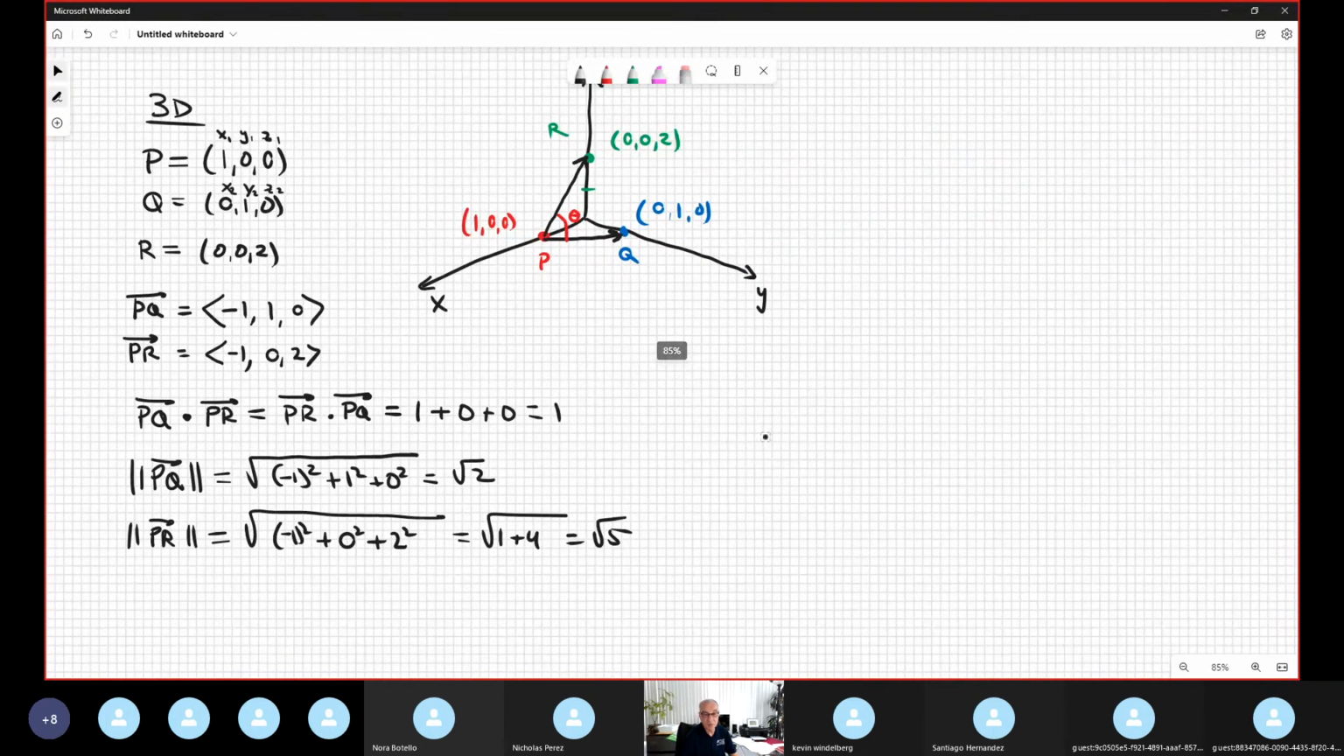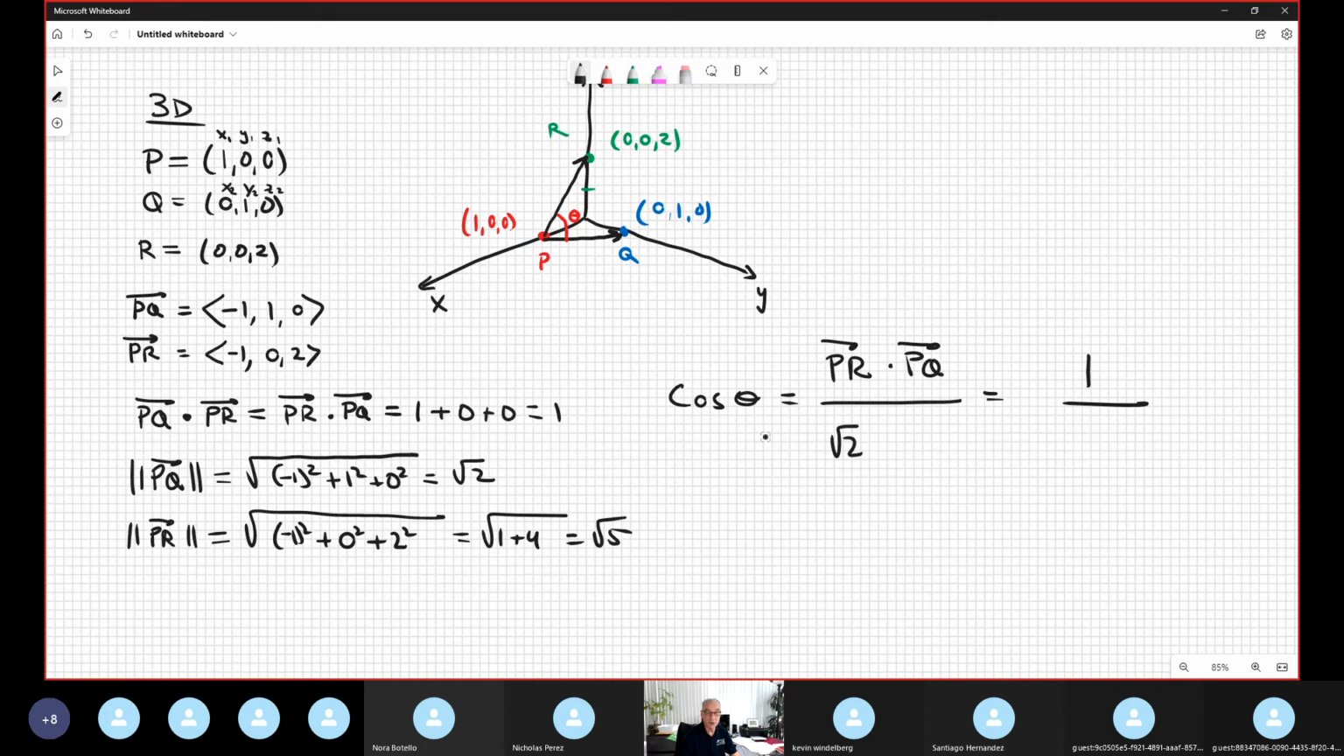Yes. Now I go to my famous formula. Cosine theta is equal to the dot product PR dot PQ we did before. The answer of this is 1, divided by the magnitude PR multiplied by the magnitude PQ. It's radical 2, and radical 5, so radical 10, no? So cosine theta is 1 over radical 10.